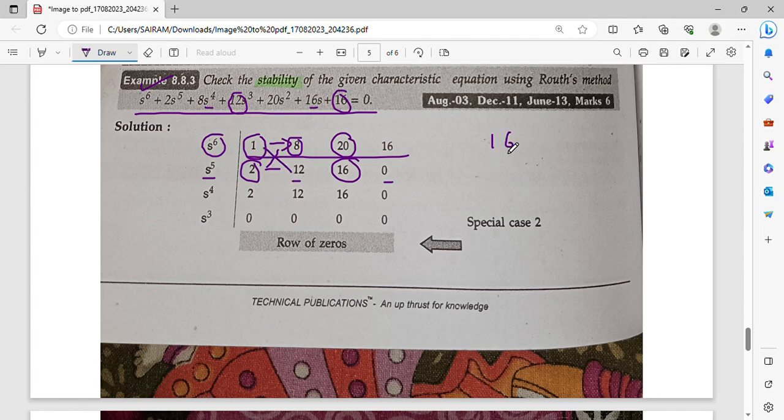So what is 16 minus 12 whole divided by 2? It is nothing but 2, right? Correct? 2. So same way here also. So this is 2 into 20 and 1 into 16 divided by 2. So 2 into 20 minus 1 into 16 divided by 2.